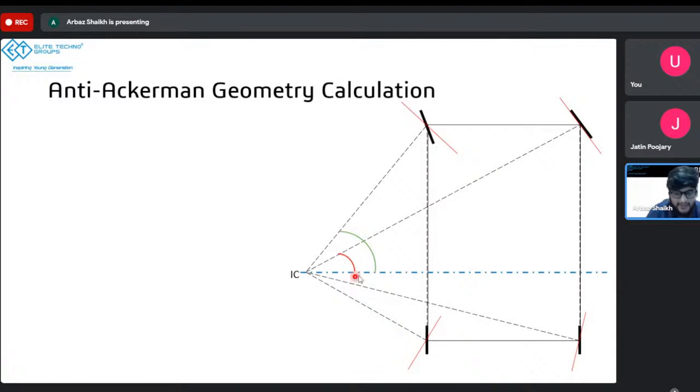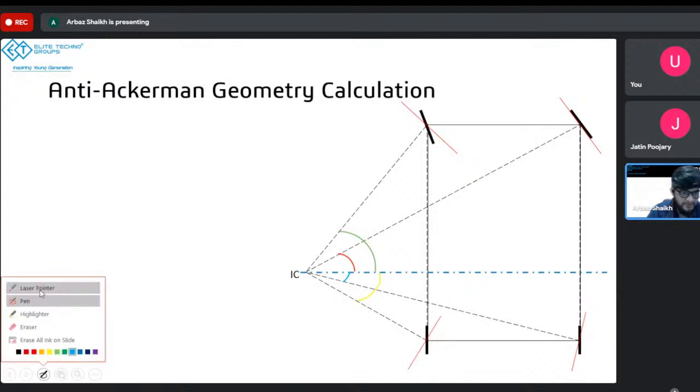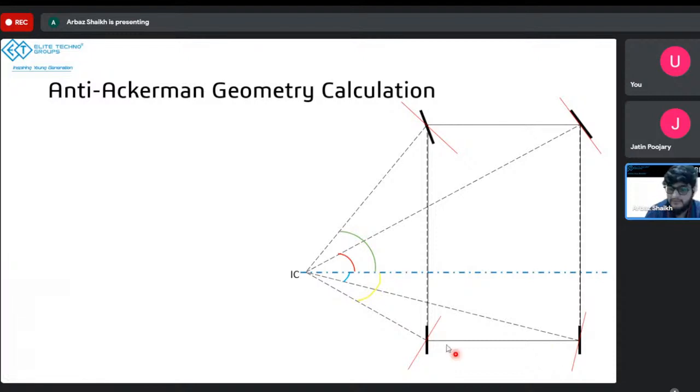So whatever angle you calculate at this point, these angles, let me just mark them with some color. Let's say I'll select yellow over here, and a blue color maybe for this angle. So this blue angle will be the slip angle for the rear right wheel, or rear outer wheel. Let me go back to the laser pointer. This blue angle will be the slip angle for the rear outer wheel. This yellow angle will be the slip angle for the rear inner wheel.